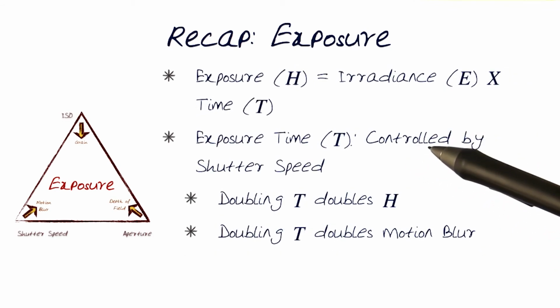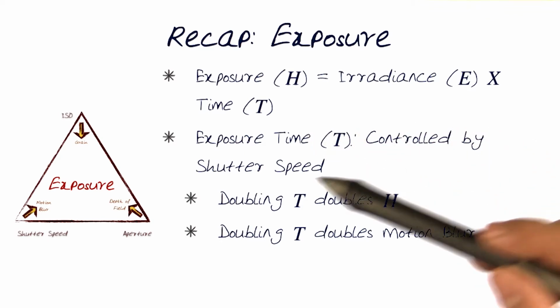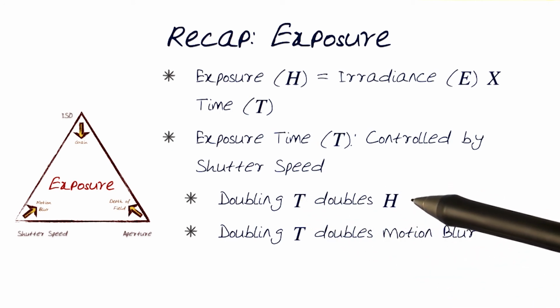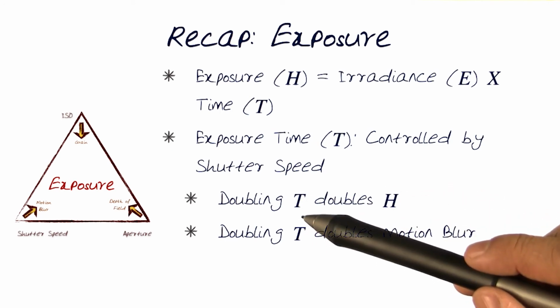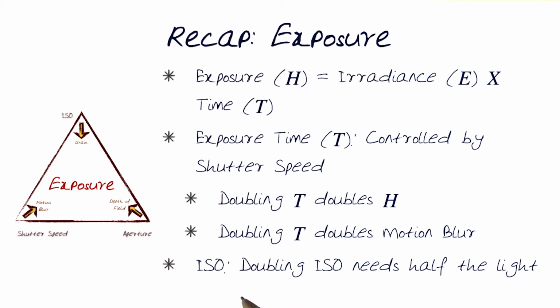In the previous slide, I talked about the change of aperture, and now, of course, exposure time controlled by shutter speed. When you double the time the shutter is open, your exposure is doubled also. When you double T, it might actually also double motion blur. And of course, when you take ISO, doubling ISO basically needs half the light to be able to generate a similar type of image.